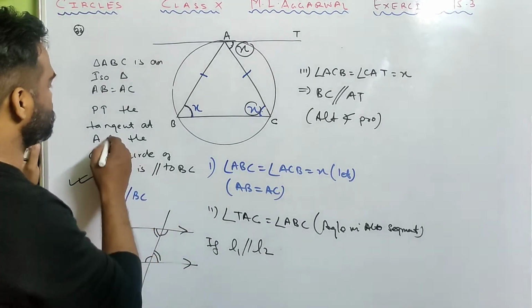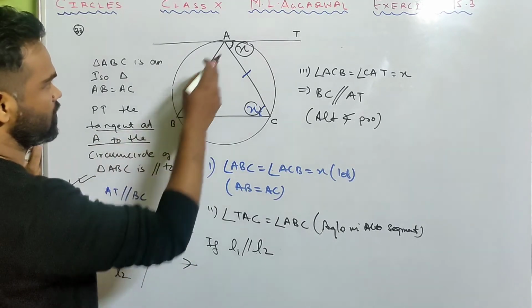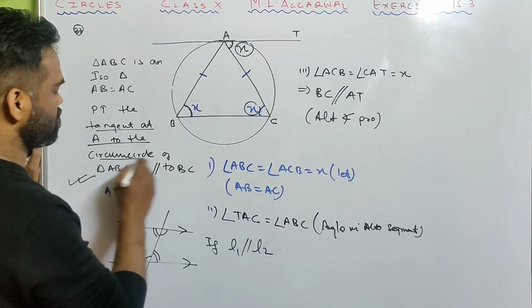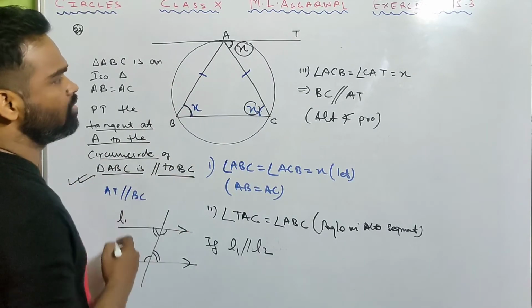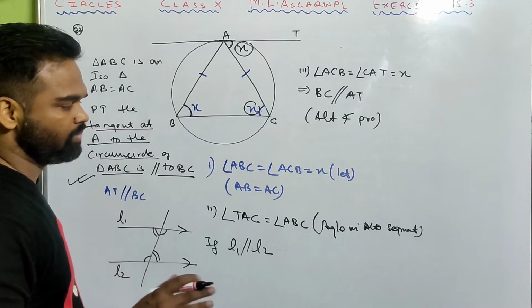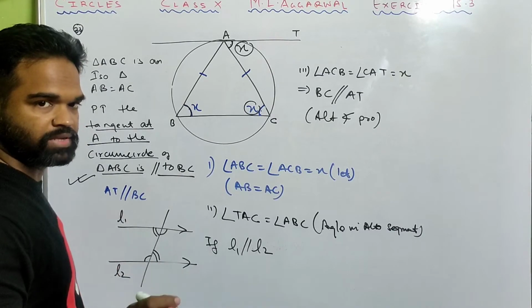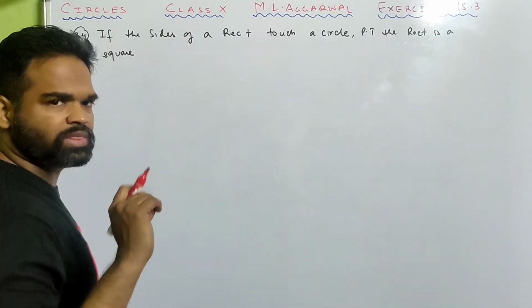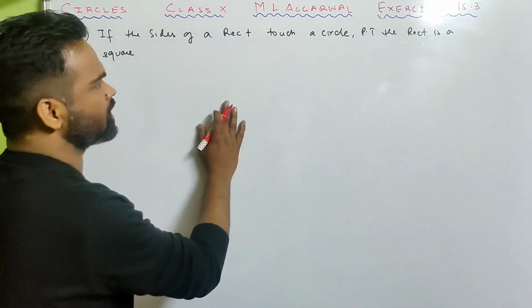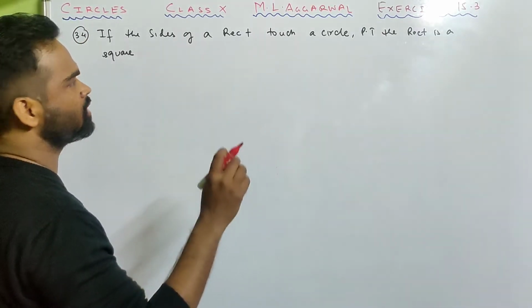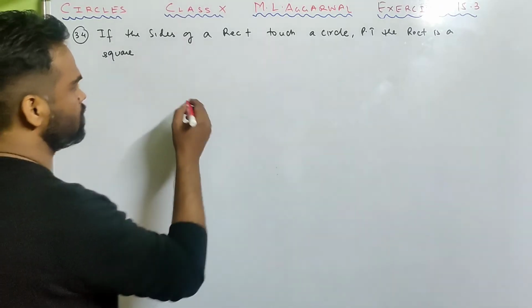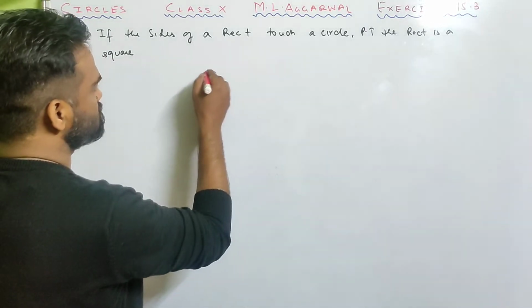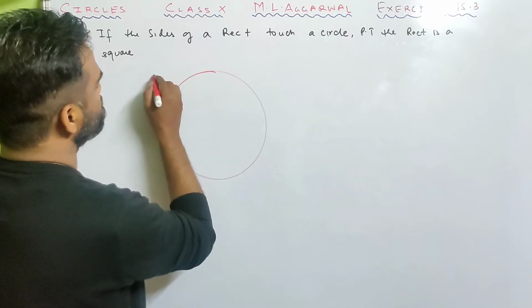It simply implies that the tangent at A to the circumcircle of triangle ABC is parallel to BC. Done? Very easy. Chalo. We'll do the next one now. Look at 34. If the sides of the rectangle touch a circle, prove that the rectangle is a square. See, it means you have a circle.